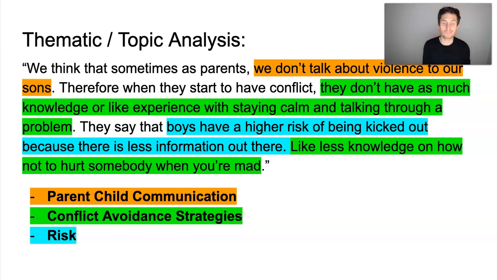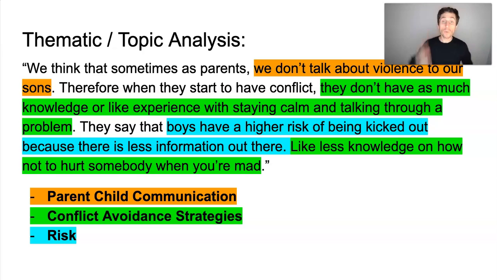Another might be, well, maybe the boys that attend PS 401 don't have conflict avoidance strategies. That is, they haven't been taught or they don't understand how to de-escalate certain situations. So we can go back into the quote from this particular parent and say, all right, first he's talking about staying calm and talking through a problem, but then later he comes back to that and says there's less knowledge on how not to hurt someone when you're mad. So we have 2 instances within the same passage that have to do with conflict avoidance strategy. Same thing for risk, right? We can identify where in the response to this particular question we can identify something with risk.